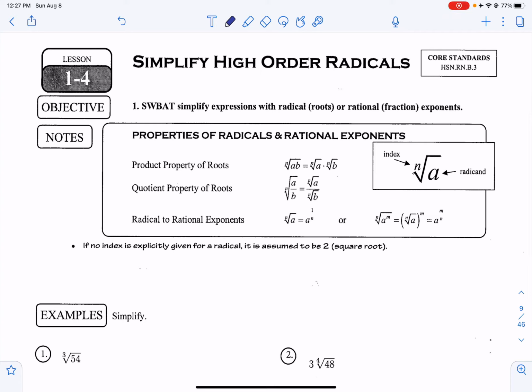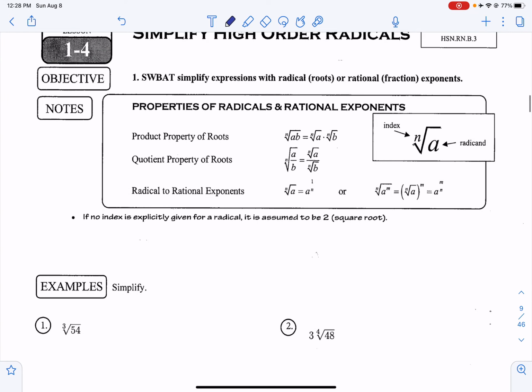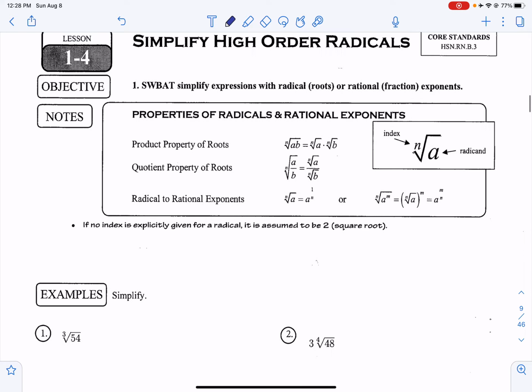Oh, hey, so today we are doing what is called simplifying higher order radicals, which you've actually already done a little bit. It just hasn't been the main focus. So the same notes you've seen a few times are there at the top, but basically what this means is our index number, the index on our radical, is not going to just be a 2.